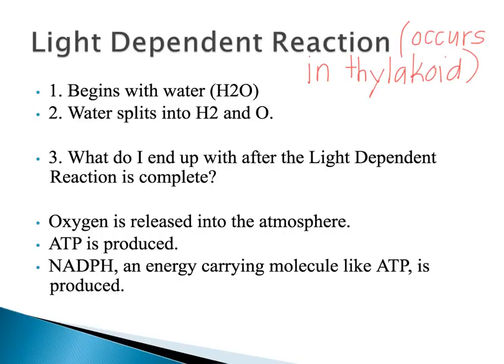It begins with water, H2O, and then water splits into hydrogen, or H2, and oxygen. So that in the end, once all is said and done, you end up with 3 separate products. Oxygen becomes released into the atmosphere, ATP is produced, and your new friend, the energy-carrying molecule NADPH, is also produced.